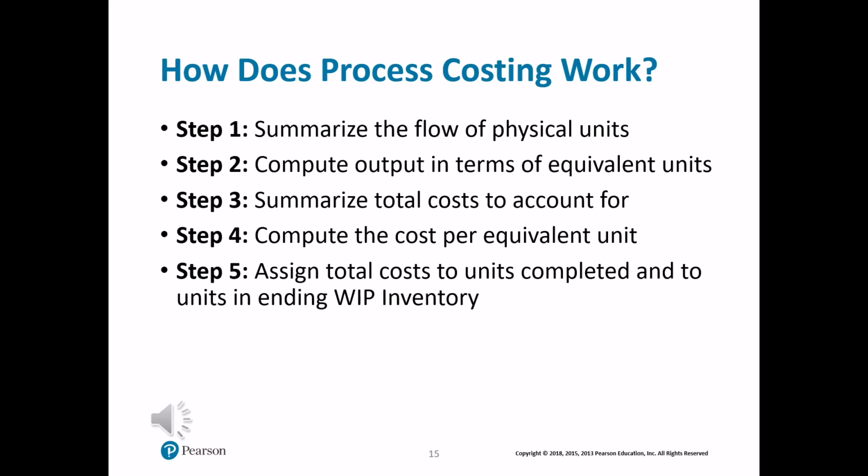Step 3 is to summarize the total cost to account for. Now, we've been working with units up till this point. Now, beginning in step 3, we're looking at the total cost. So we're going to look at the dollars spent. Step 4 is to compute the cost per equivalent unit. So we take our cost divided by equivalent unit to come up with a per equivalent unit cost. And finally, step 5, we're going to assign total cost to the units completed and to the units in ending work in process inventory.